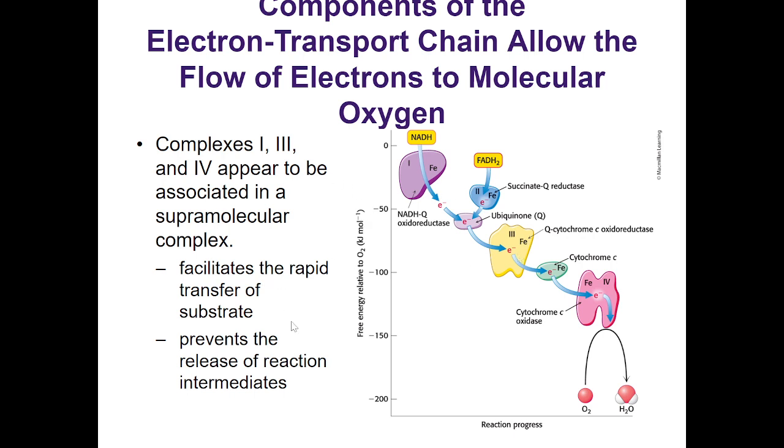So the supramolecular complex is going to facilitate the rapid transfer of substrate from one to the next to the next. It's going to prevent the release of reaction intermediates. Remember, you have a lot of oxidation reductions happening here. That means things are going to be picking up charges, right? And when we talk about these charged intermediates, they're very reactive. So they would easily be able to react to a variety of different things inside of this matrix. So we need to keep all of this very tightly controlled and contained, okay?